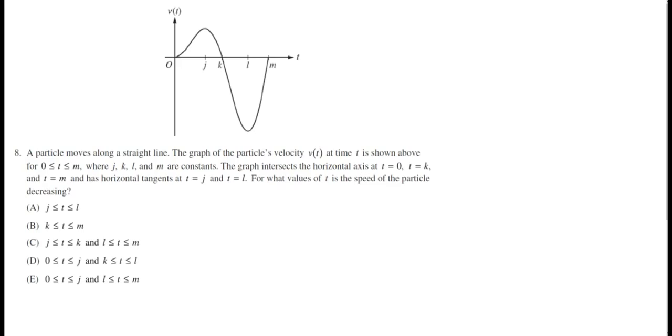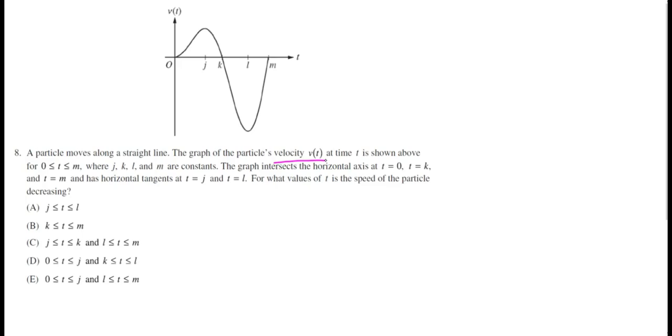Question 8, it says a particle moves along a straight line. The graph of the particle's velocity at time t is shown above for time between 0 and m, where j, k, l, and m are constants. The graph intersects the horizontal axis at time 0, time k, and time m, and then has horizontal tangents at time j and l, which we can see from the graph there.